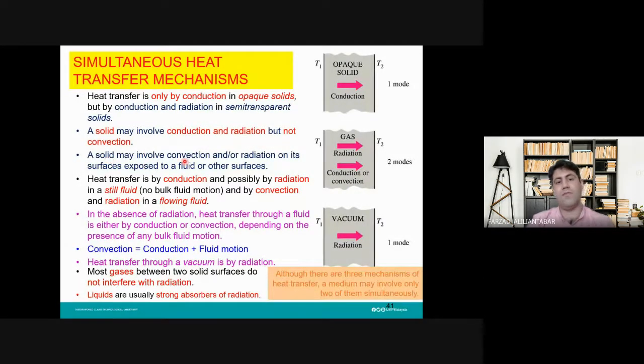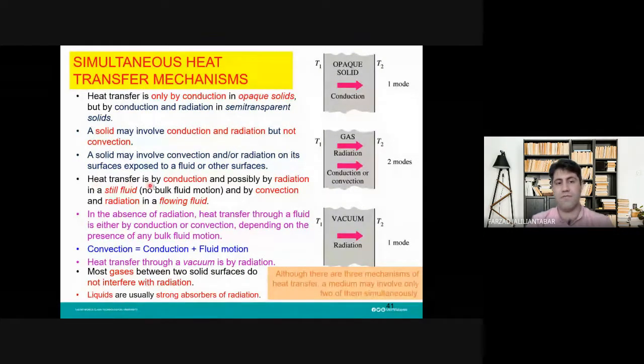A solid may involve convection and or radiation on its surface exposed to a fluid or other surfaces. So you can see from here, this time we have a solid surface and a fluid, so we may have convection and or radiation. For sure, usually we have radiation. The question is mainly about the convection. If we have a solid and a fluid on its surface, we need to check whether the fluid is in motion or not. If it is in motion, we have convection. Otherwise, it is still conduction.